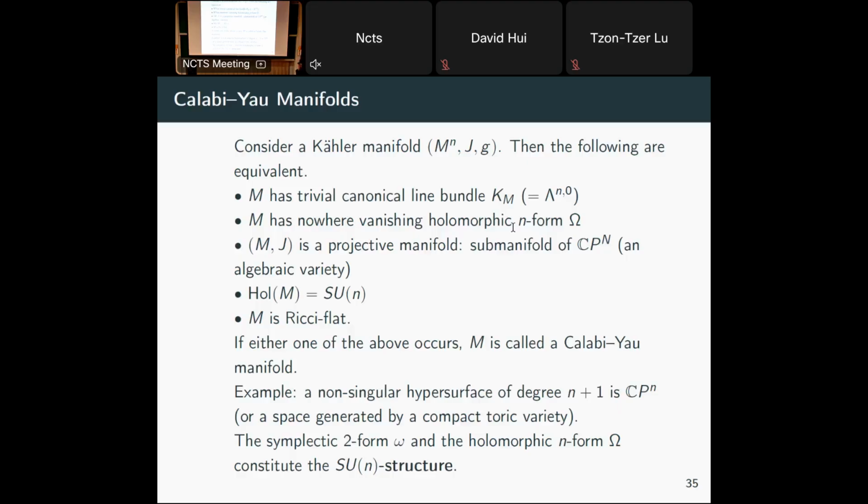No, it's projective algebraic. That makes sense, right? It's projective algebraic. Yeah, it's an implication, you are right. No, but the first and second one will imply. So remember, you already start with a Kähler manifold.